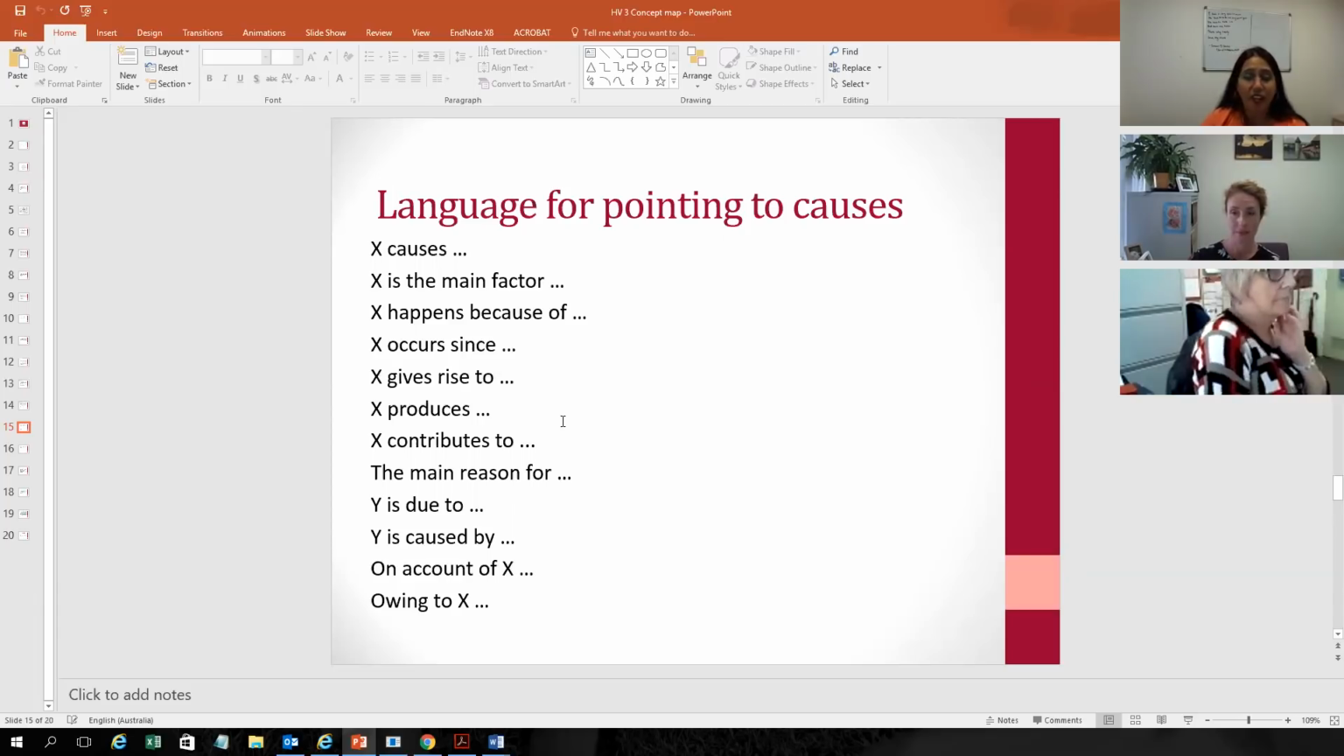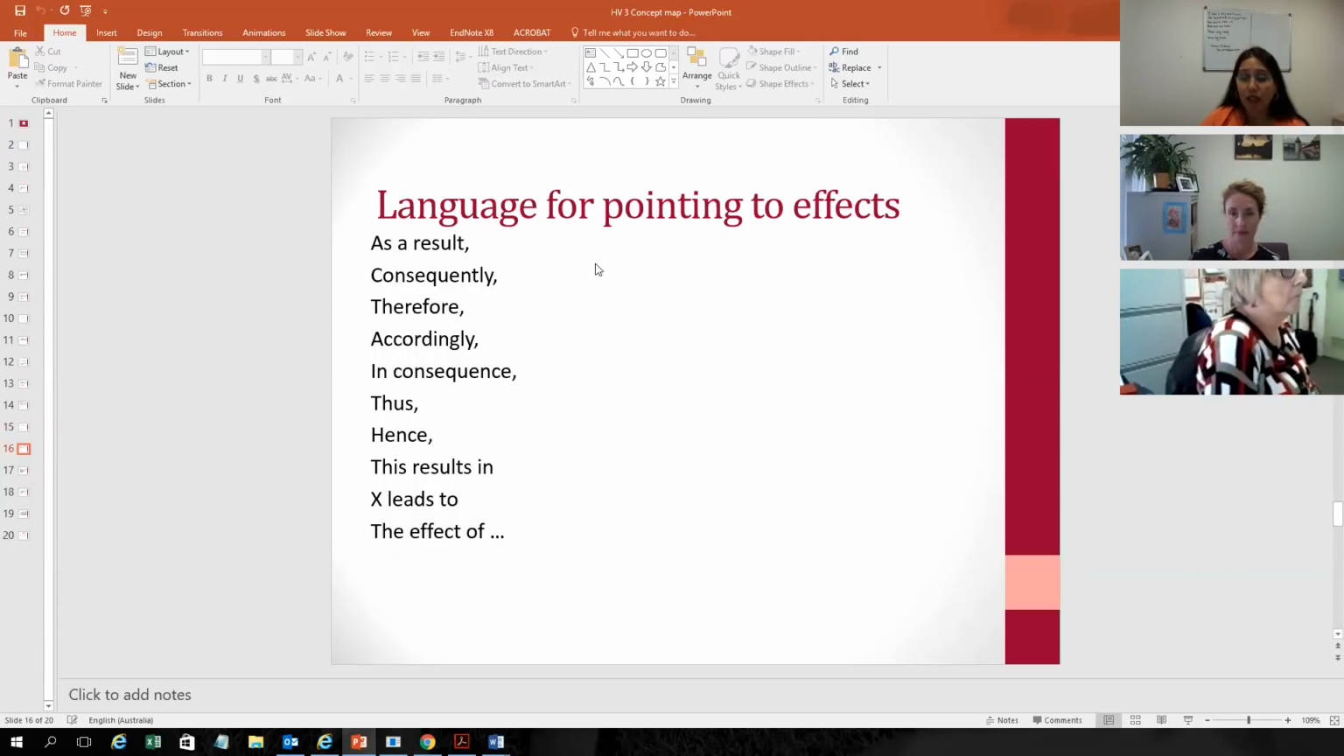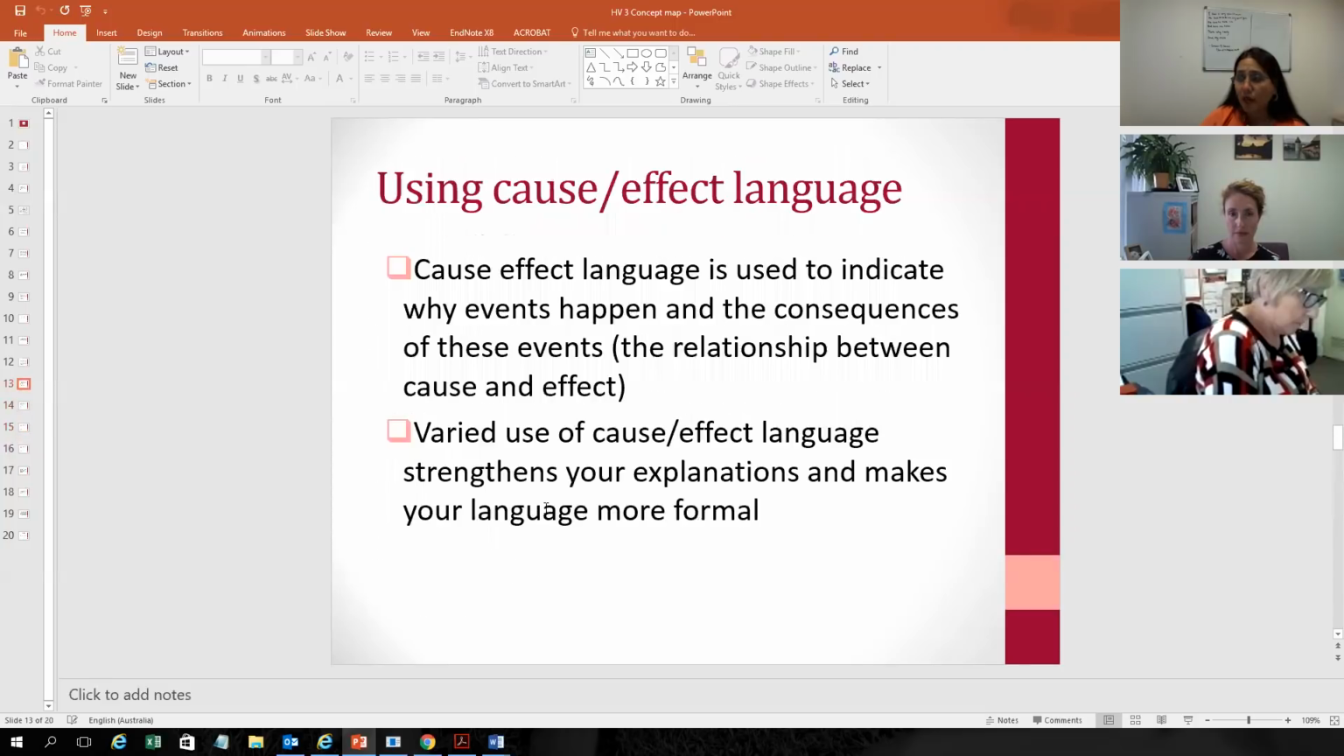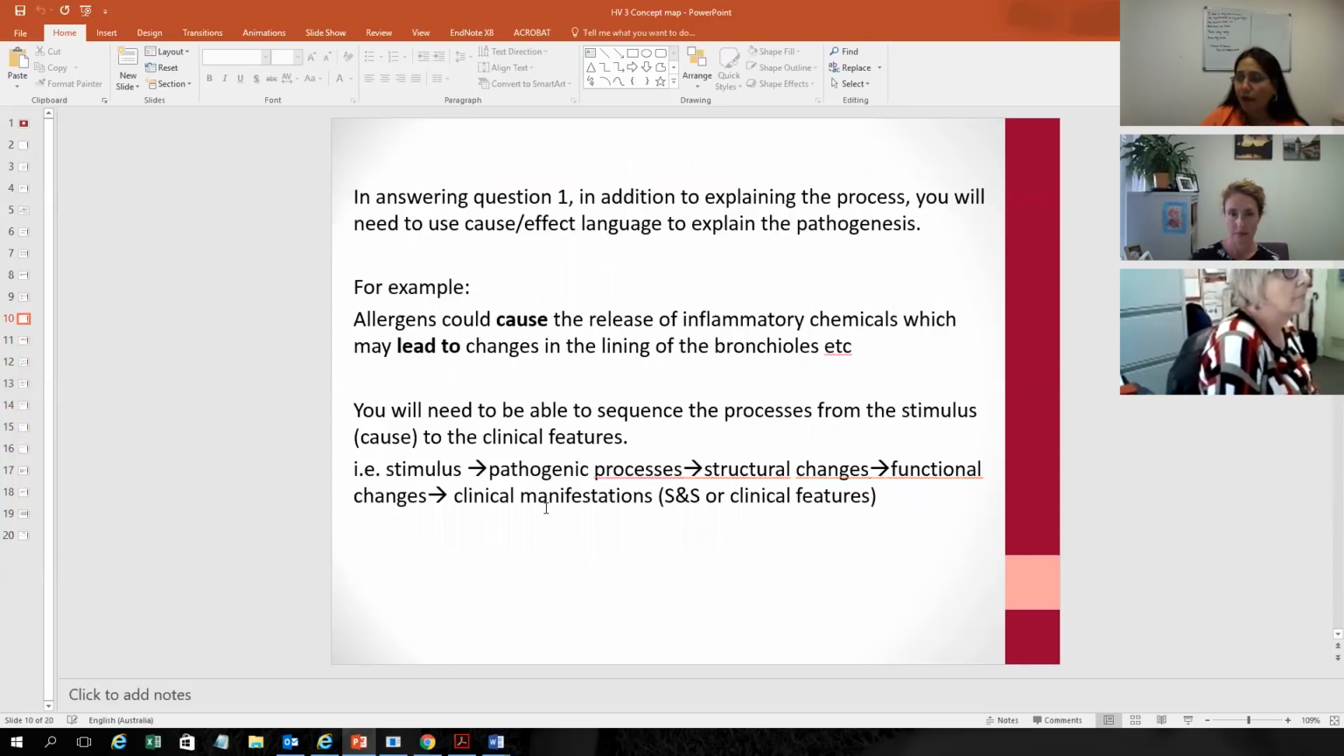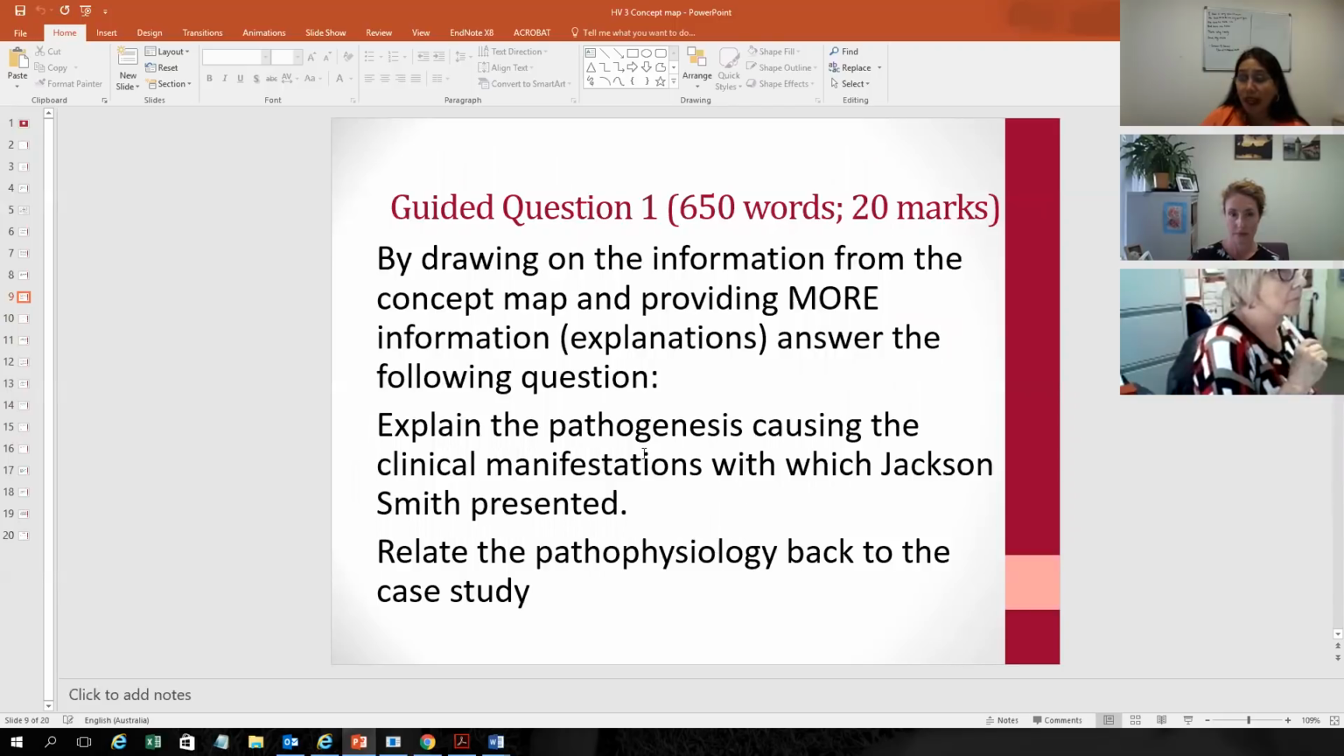Yep. Okay, so use some of the language that's on this slide. If you're talking about effects, you might use words such as a result, consequently, therefore, accordingly, thus, etc. So refer to these slides. Now going back to question 1. Explain the pathogenesis causing the clinical manifestations with which Jackson Smith presented and relate the pathophysiology back to the case study. I'm going to hand over to Lauren now, who might give us some advice on content.